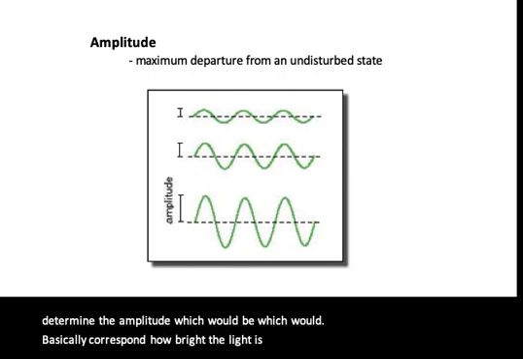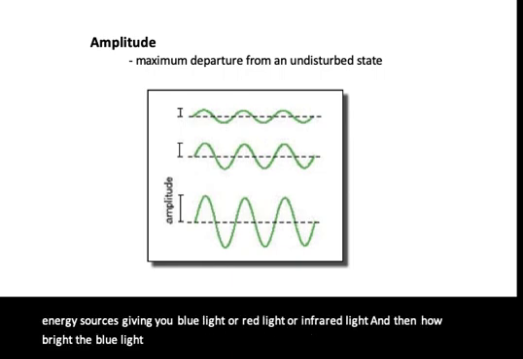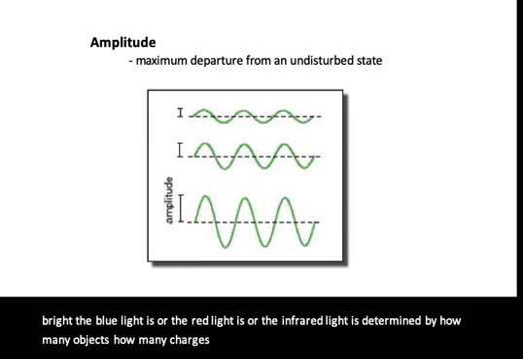The fact that you have a certain energy source is giving you blue light or red light or infrared light. And then how bright the blue light is or the red light is or the infrared light is determined by how many objects, how many charges are accelerating at the source.